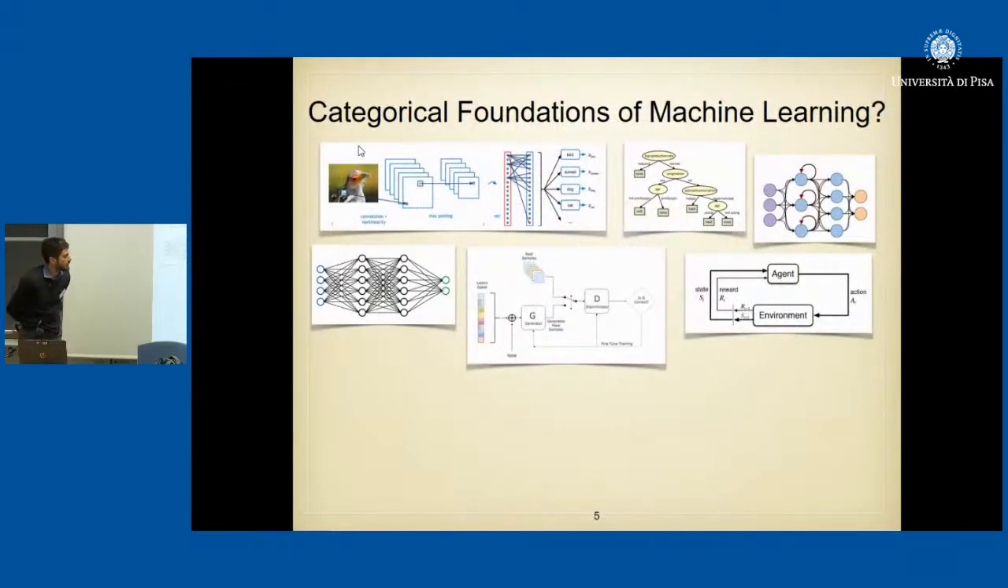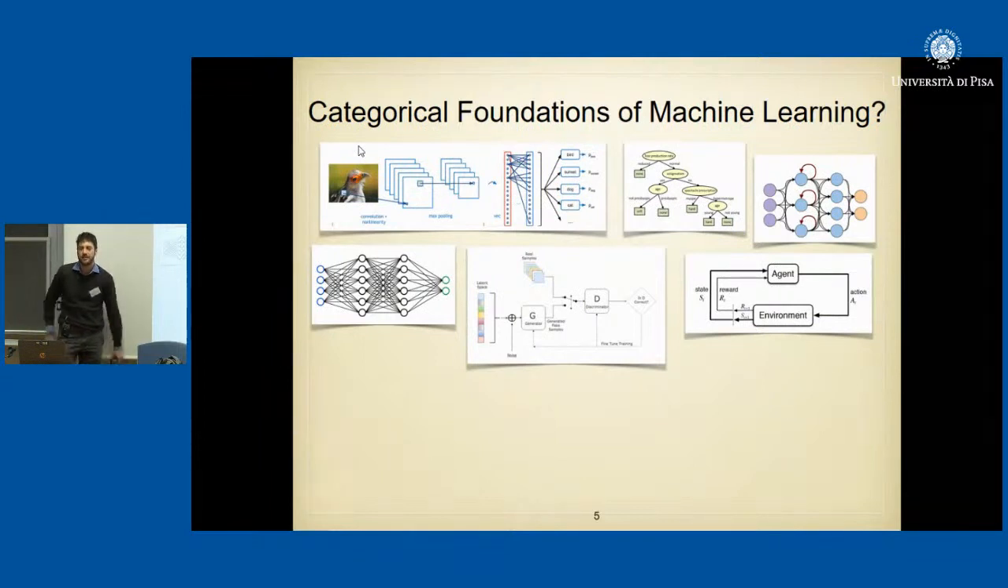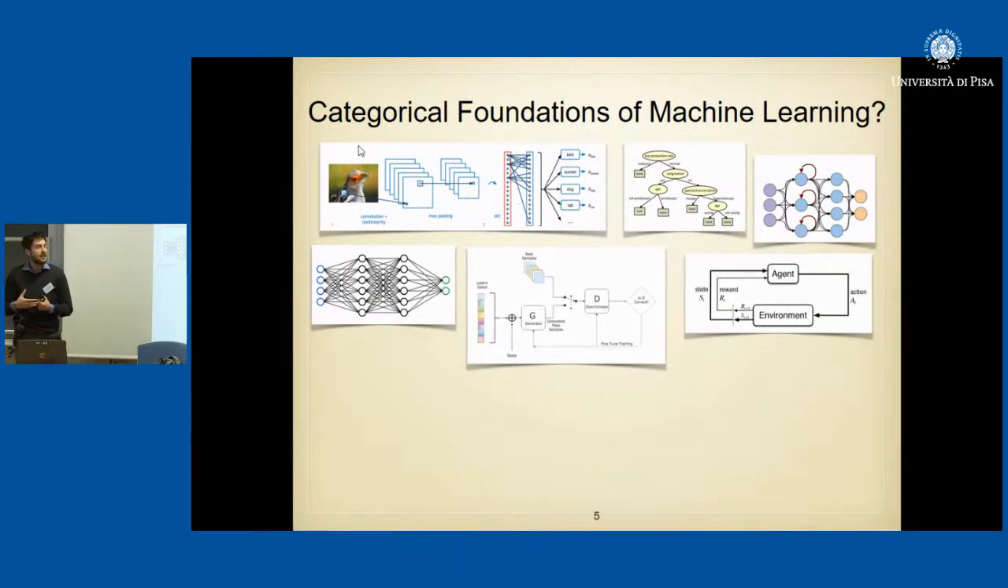So imagine now trying to export this kind of approach, which is essentially the approach of programming language semantics, but now generalized to component-based systems. Imagine trying to export it to the setting of machine learning. Just as in the case studies we've just seen, in machine learning we have many different kinds of graphical formalisms where there are interconnected components.